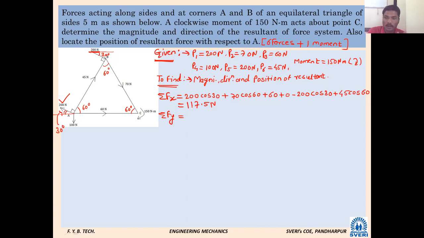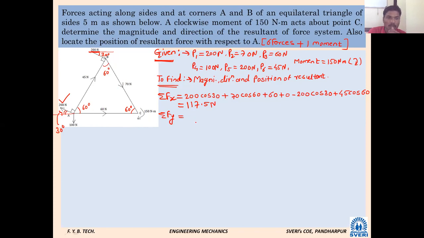If you are able to understand these problems that we are solving from yesterday, you will solve any problem. If you can solve these problems, you can solve any problem of applied or engineering mechanics. You remember this thing. Next one, summation Fy.